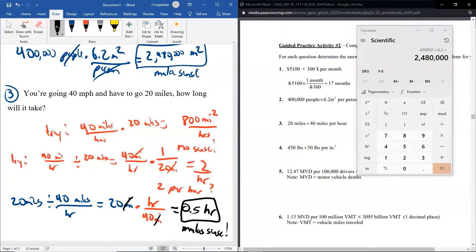The units are good, which means the number should be good. And it does make sense. If you're going 40 miles an hour, well, 20 miles is half of that, so you should be able to cover that distance in half of an hour, because you would go 40 miles in 1 hour, but you only need to go 20 miles, so it's definitely going to take you less than an hour. This makes sense on all levels.